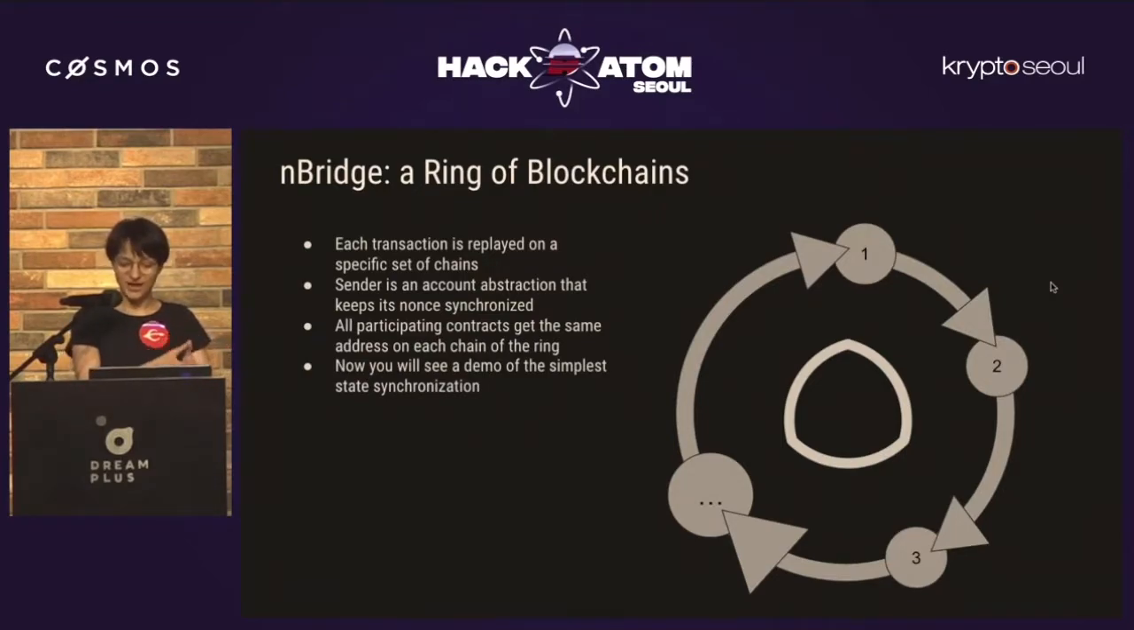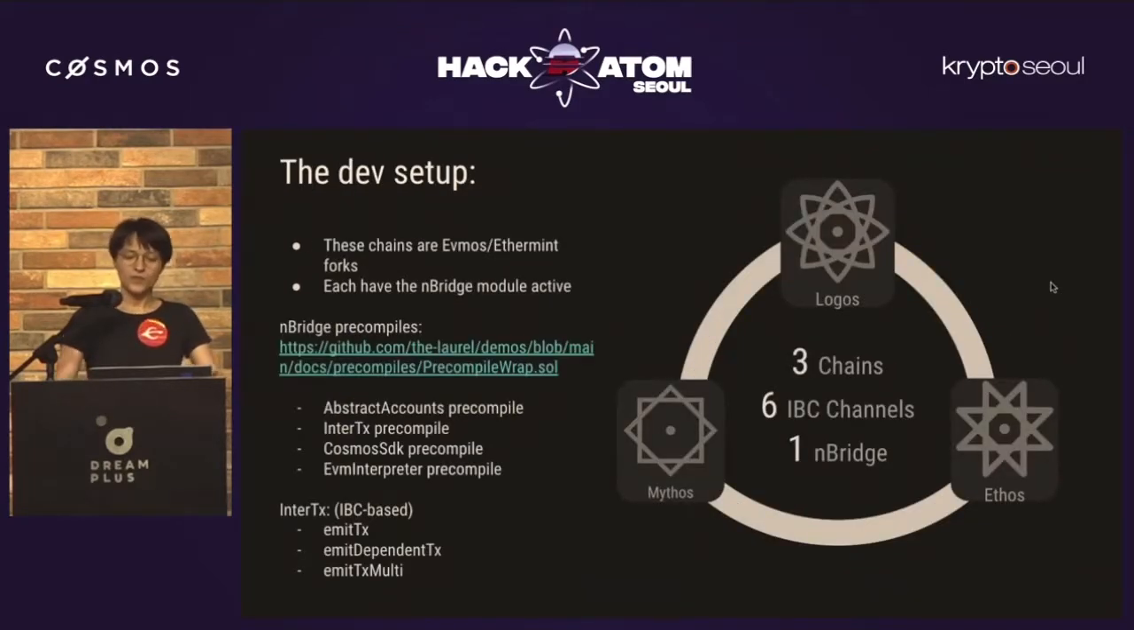The sender is an account abstraction that keeps its nonce synchronized. Because we're talking about replay, we need to keep our nonces synchronized. And all participating contracts get the same address on each chain. So that's how you do the replay. You get a unique instance of a contract. It's like a singleton that's actually represented on each chain with the same contract address. And I will show you a demo of the simplest state synchronization and more. But let me tell you about the dev setup.